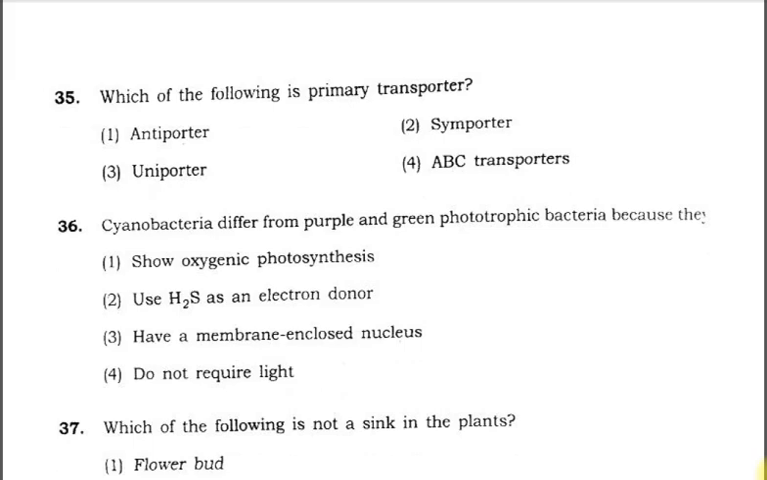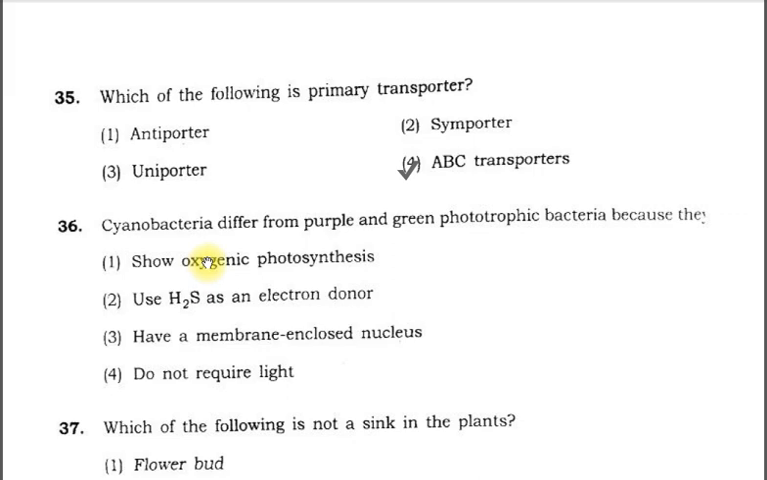Question number 35. Which of the following is primary transporter? The options are antiporter, symporter, uniporter, ABC transporter. So out of this, the correct option is the option number 4, which is the ABC transporters. These ABC transporters mediate import and export processes, and act as ion channels or regulators.